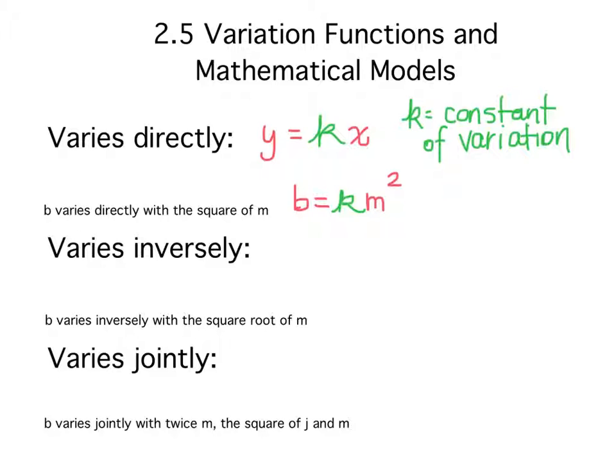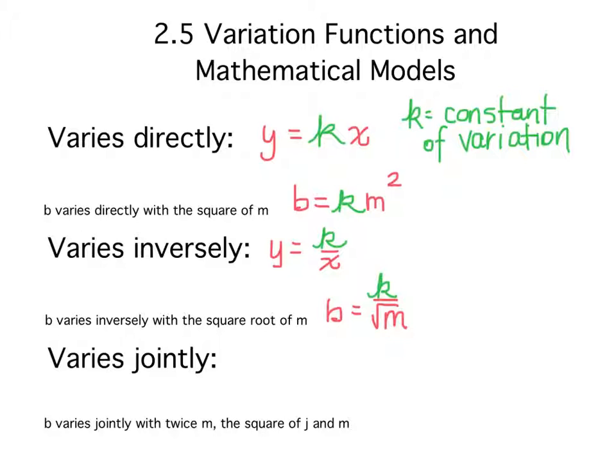Varies inversely would be y equals the constant over x. An example of that would be b varies inversely with the square root of m. So b varies inversely with the square root of m.